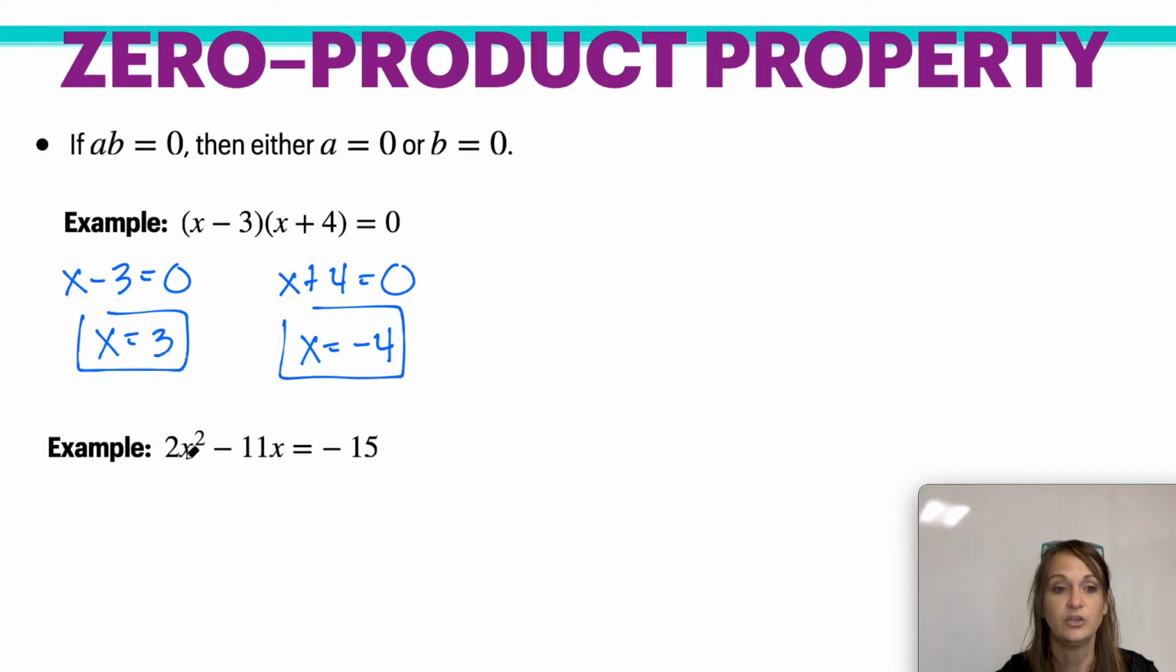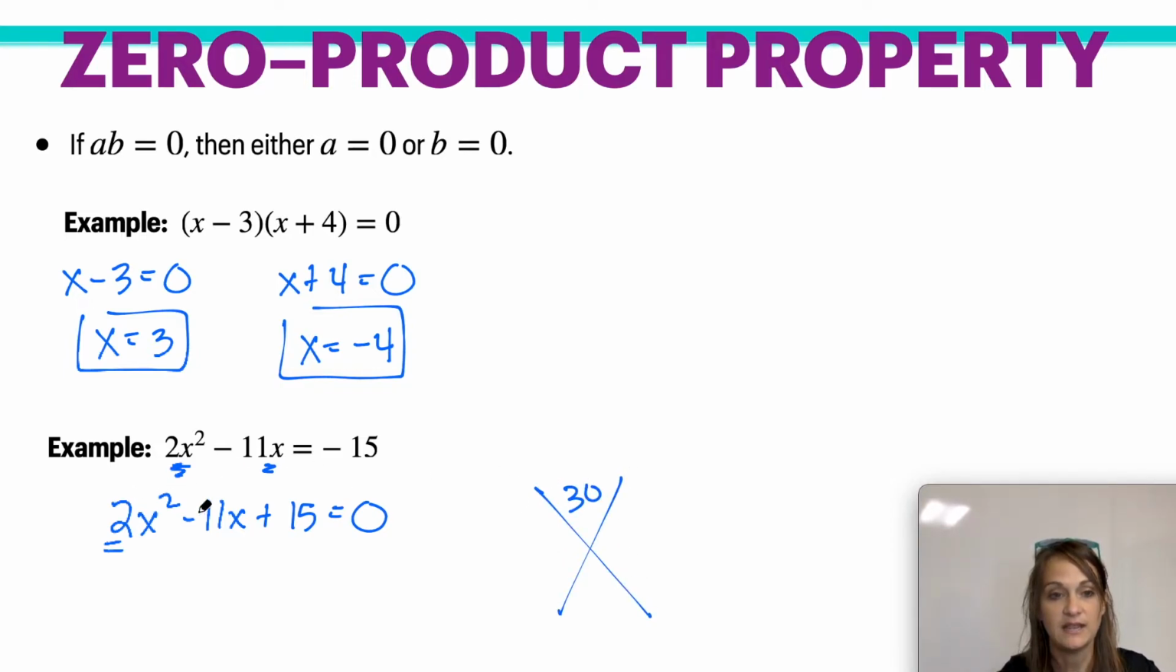In the second example, anytime you have a variable in more than one term, for example an x squared here and an x here, the only way to solve it is to set it equal to 0. So I need to add 15 to both sides first, set it equal to 0, and now we can solve this. You've learned in the past how to factor when you have a number in front. The first step is the illegal move. You multiply 2 times 15 to get 30, and the middle term is -11. So what multiplies to give you 30 and adds to give you -11? -6 and -5. So you would get x minus 6 and x minus 5.